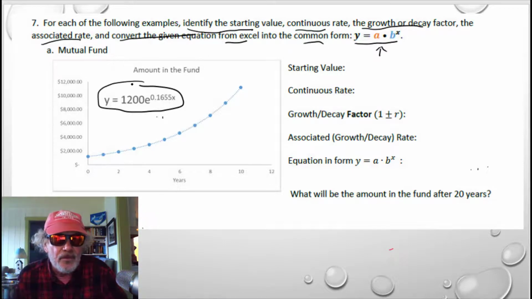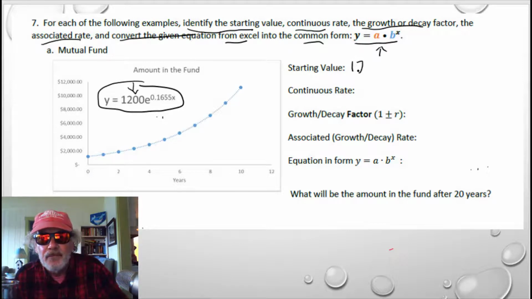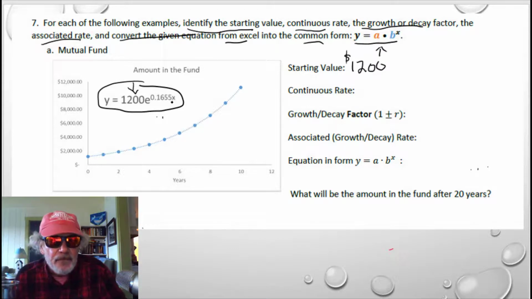So the starting value should be obvious. There it is. It's 1,200. $1,200 because we're dealing with money. The continuous rate is right here. It's 0.1655 over 1.